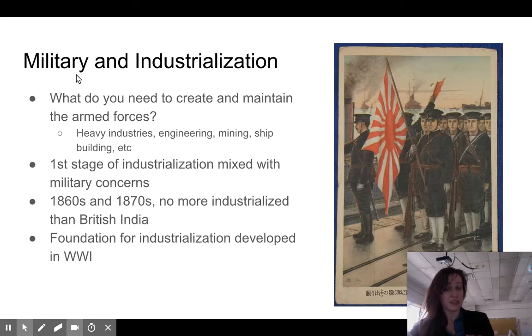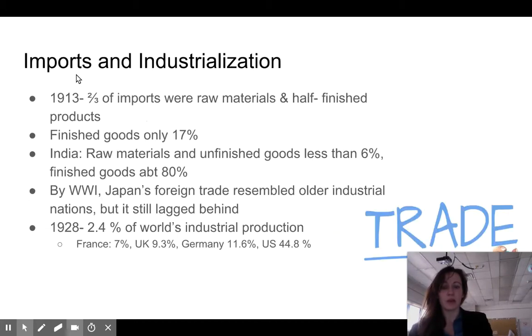And in the 1860s and 1870s, however, Japan was no more industrialized than British India. We're going to look at some numbers in a second. So they had a lot of catching up to do, and basically they did it. And this foundation for industrialization developed in World War I. So you see a huge difference in Japan between World War I and World War II, which we'll see in the fourth marking period. Okay.